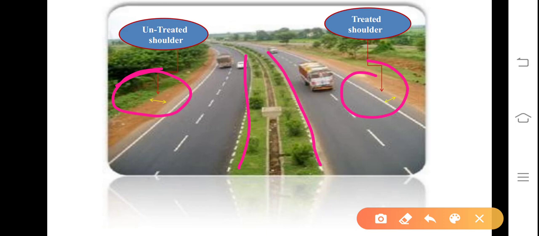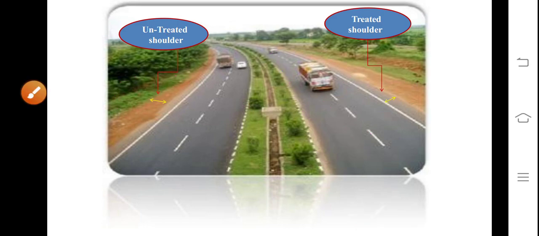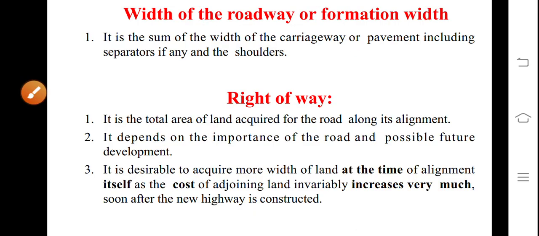So whenever this vehicle comes to failure or due to brake failure, they can take their vehicle and park on the shoulder so that the regular traffic without any problem they can move. That is the reason why shoulders are to be provided as per the specification laid down by IRC. Width of the roadway or formation width. It is the sum of the width of the carriageway or pavement, including separators, if any, and the shoulders.